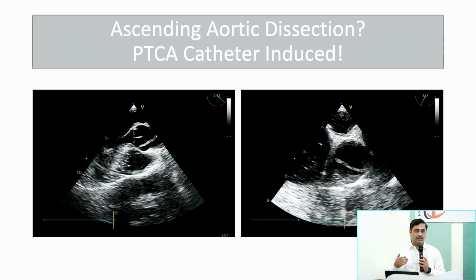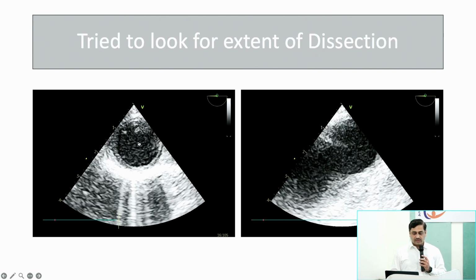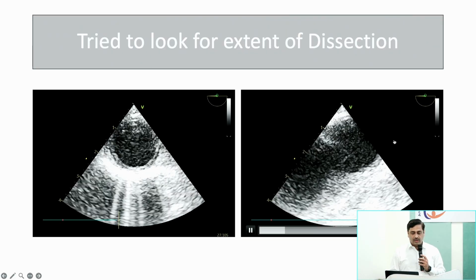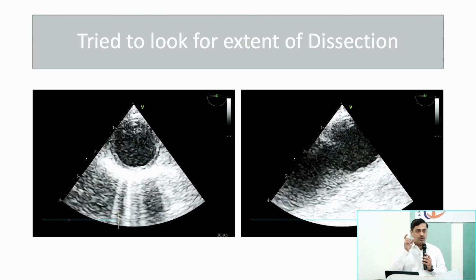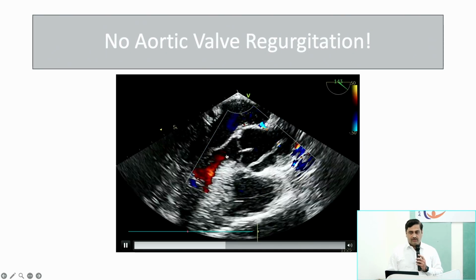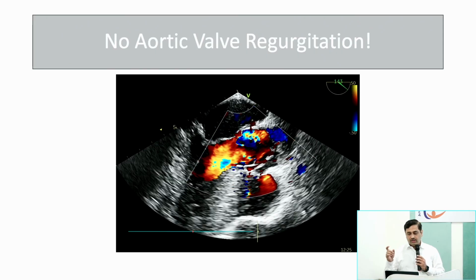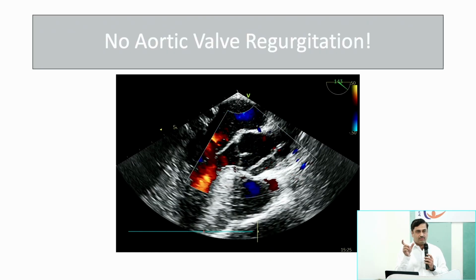But then came the next thing. What next? We tried to look for the extent of the dissection. Fortunately, there was no dissection in the descending aorta and arch, so it was limited to the ascending aorta. That was the first good thing. The second good thing was that we thoroughly evaluated the aortic valve, and there was no aortic regurgitation. Again, good news. So actually TE decided what surgery had to be done, and that surgery was only to replace the ascending aorta.